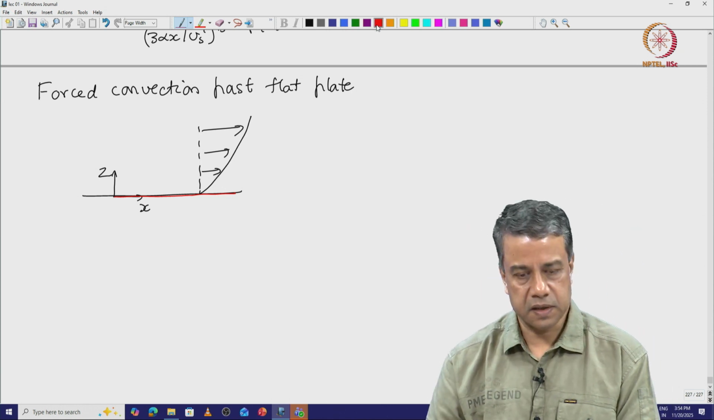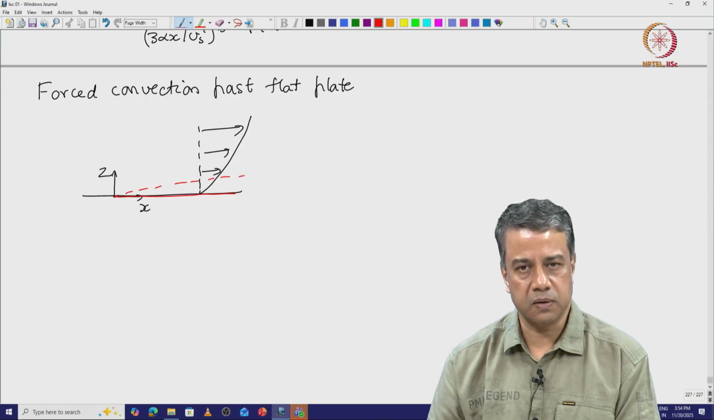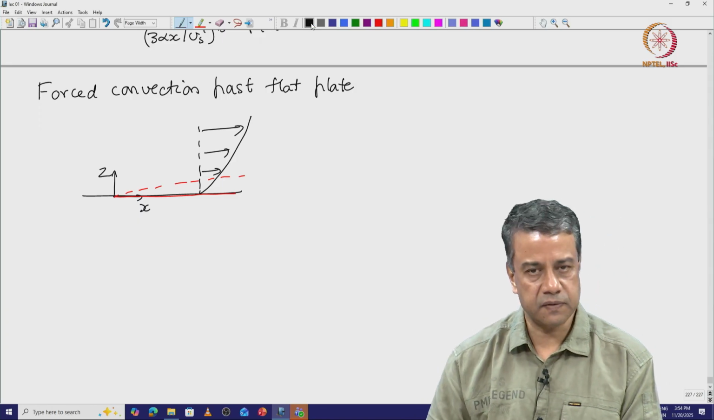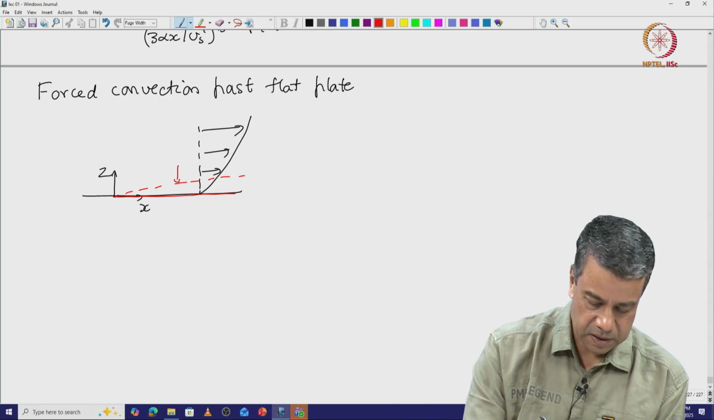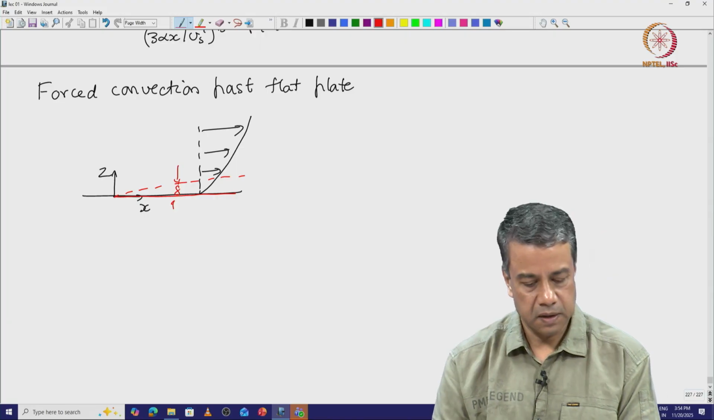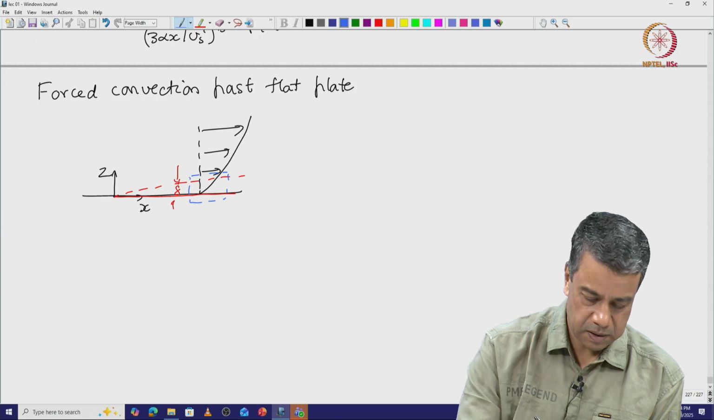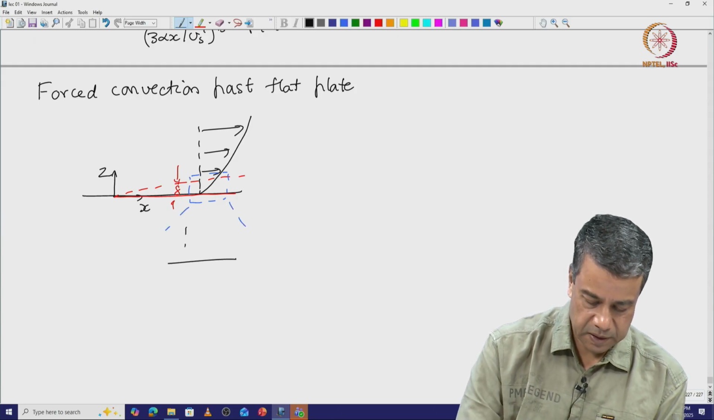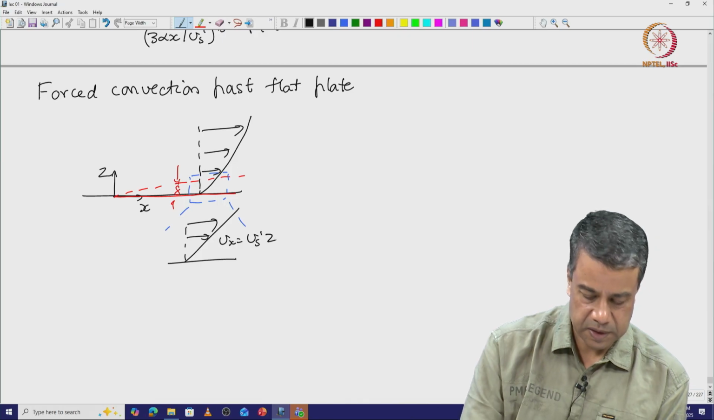In the limit where convection is strong, you would expect the disturbance due to the temperature field to be restricted to a thin region close to the surface, of thickness delta. Within this region, we approximate the velocity profile as a linear velocity profile, Vx is equal to Vs prime z.